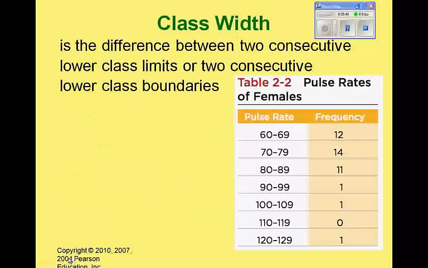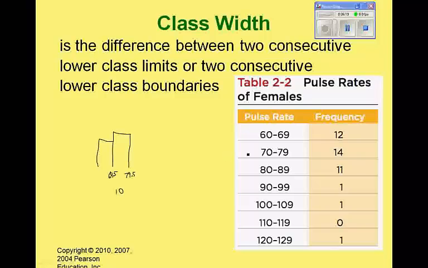Now we want to talk about class width. How wide is the class? You know, in the picture I just drew, how wide are these bars? Well, if you think about what the class limits were, that's different from the class boundaries. The class boundaries were, in our example, 69.5 here and 79.5 here. So the class width for this example would be 10.